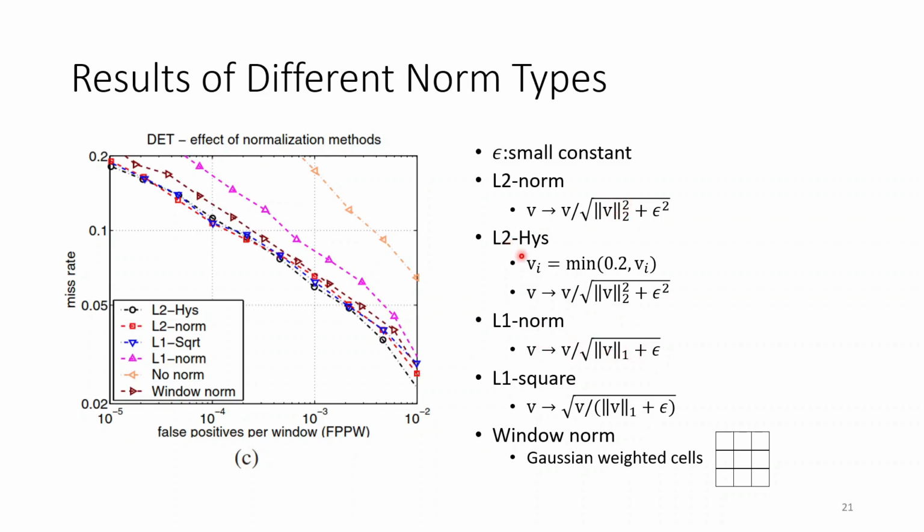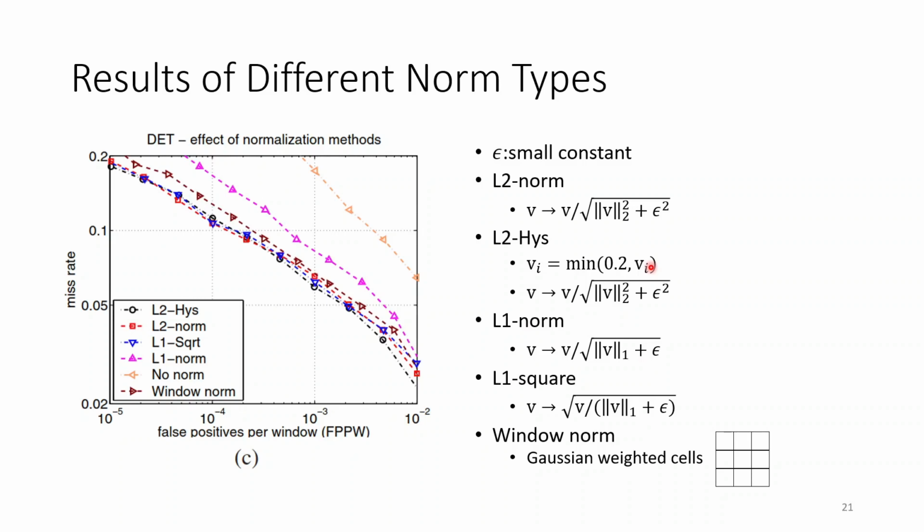There is also a less popular normalization form, L2 hys. It adds a cut for the maximum value of 0.2 in the first step, and then takes an L2 normalization. This norm is used by another paper called SIFT. SIFT is a very famous descriptor for computer vision, in particular for the image matching problem, and SIFT was published in 2002.